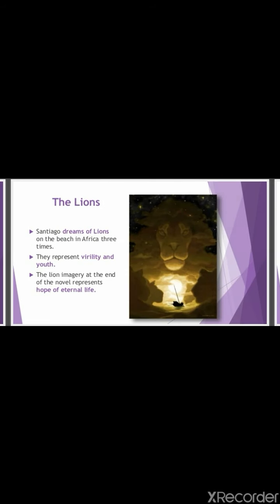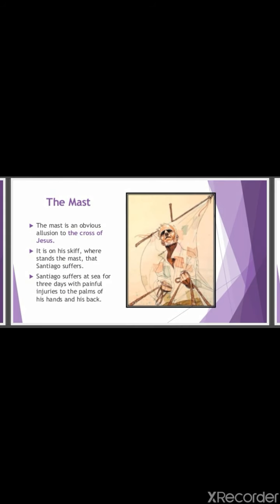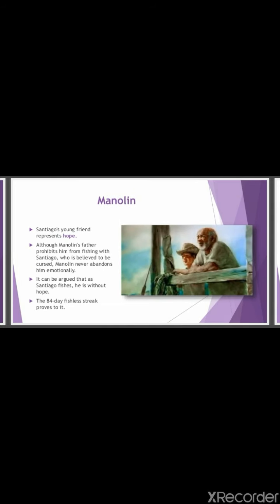The next is the lions. Hero of the novel Santiago always dreams of lions. Lions are symbolic representations of vitality and youth. And if we talk about the imagery, they are hope of eternal life. The mast. The mast is a symbol of the cross of Jesus Christ. Manolin is his assistant and his pupil. He is the symbolic representation of hope.